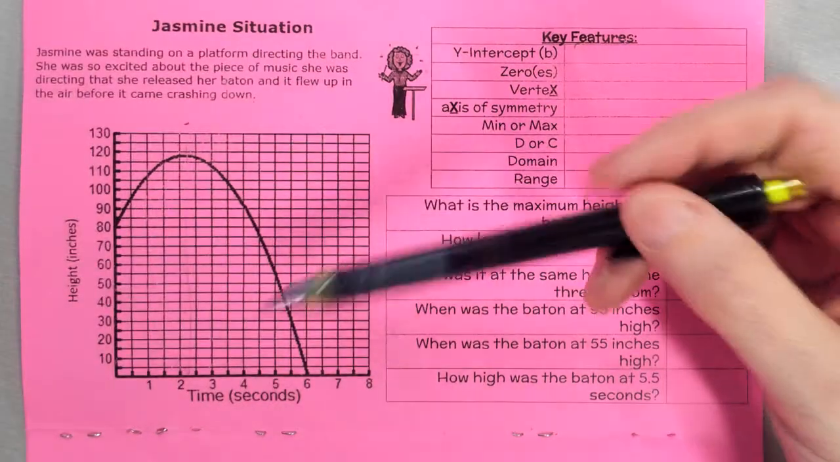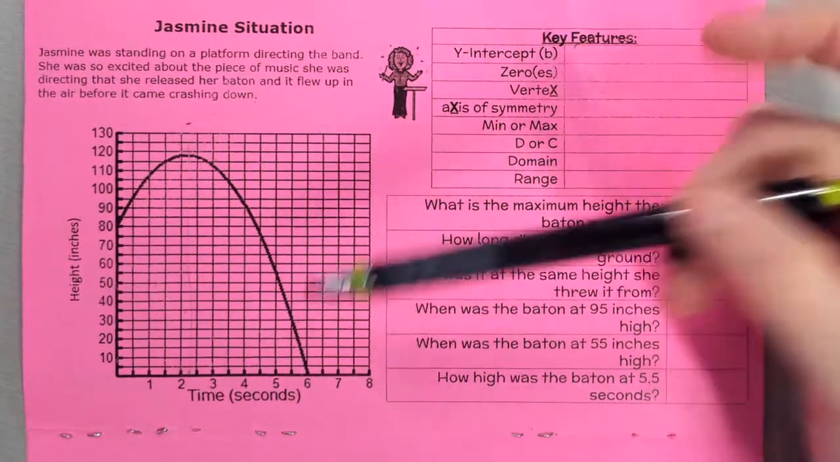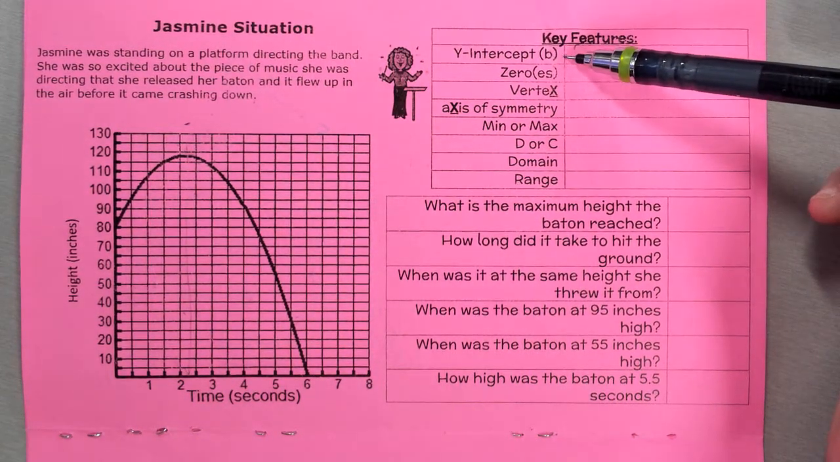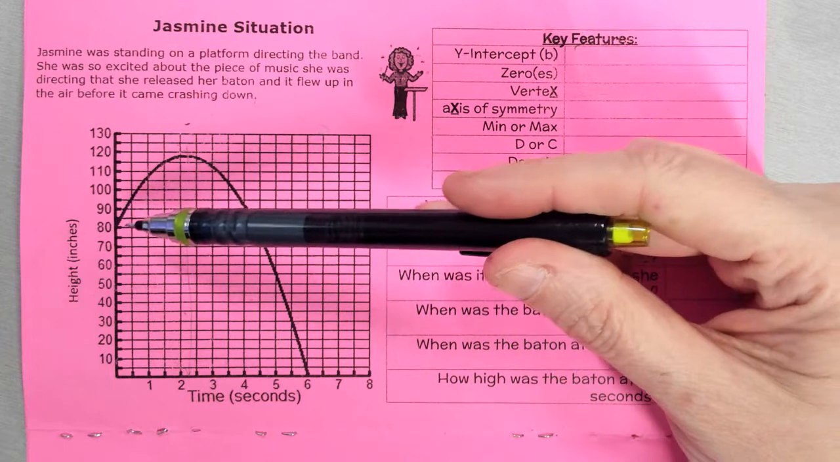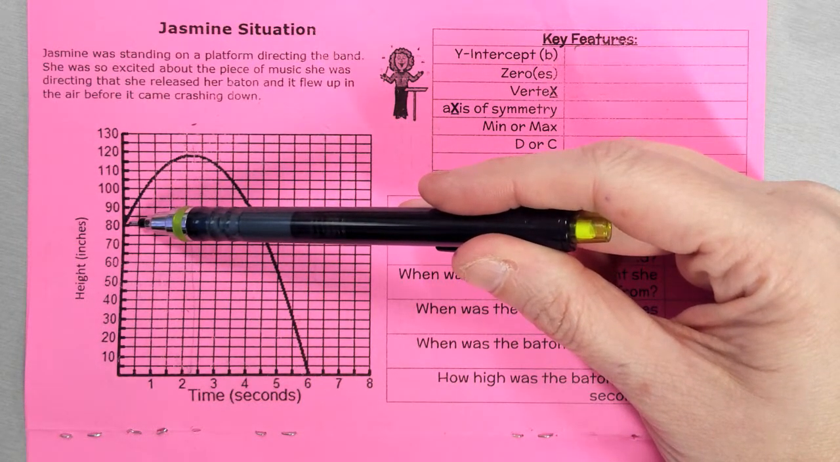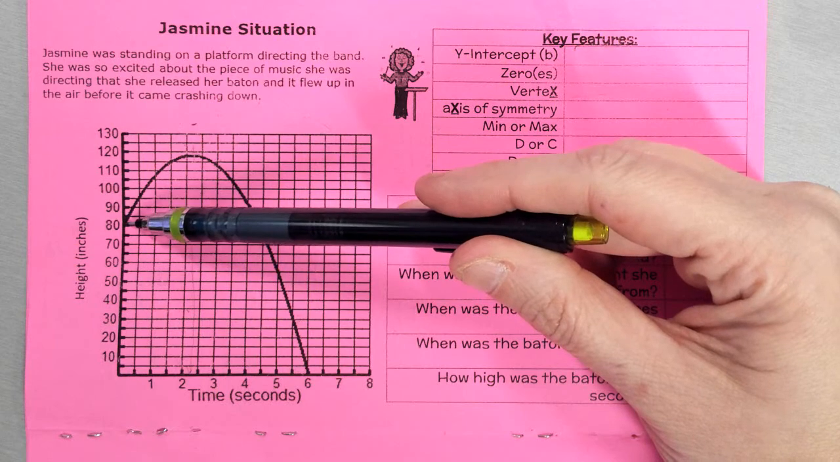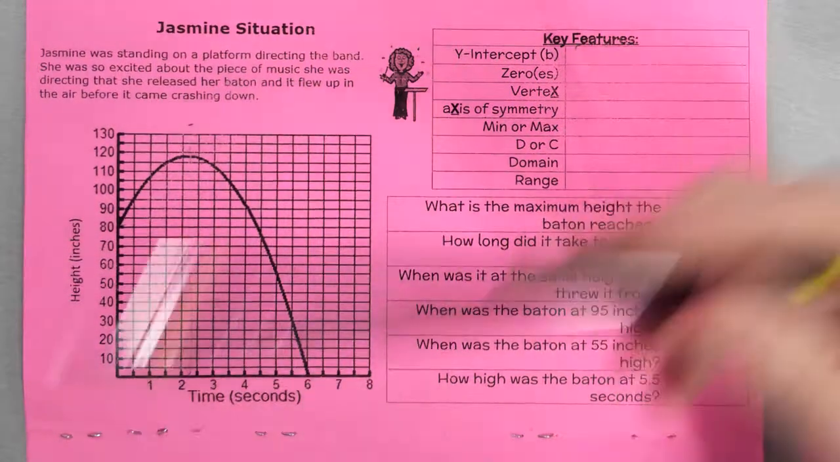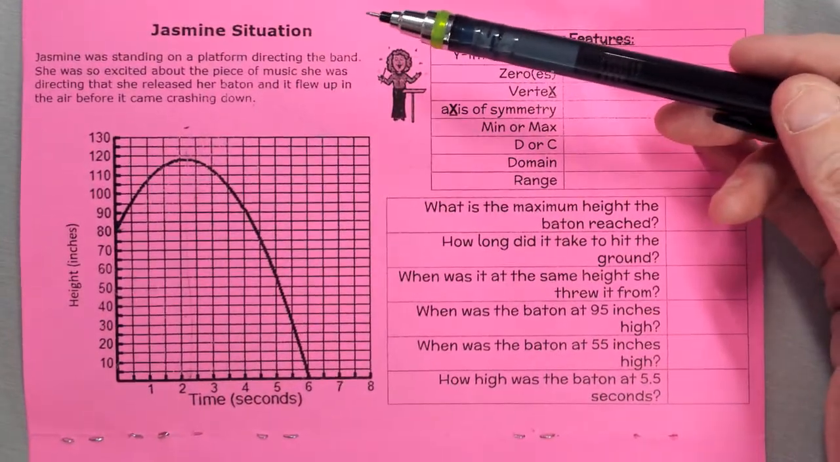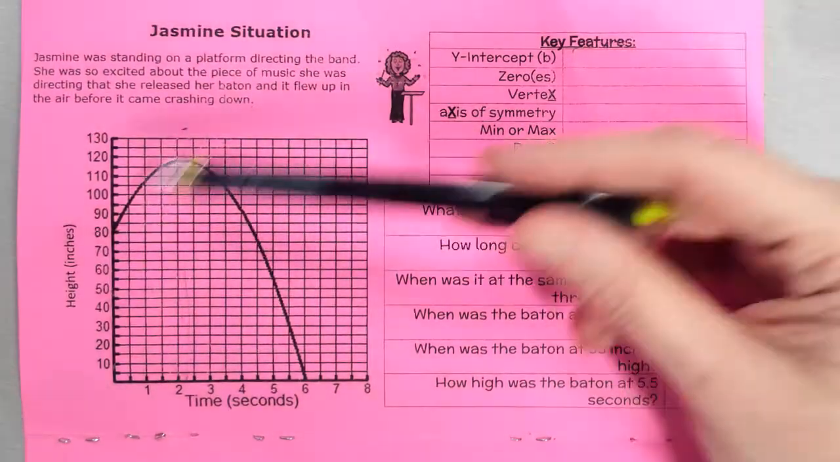Remember, when we've talked about stuff in the real world, I've always told you, when I say what's the y-intercept and what does it represent in the situation, I don't mean the y-intercept is (0, 80). I mean, what does that mean? It means the baton started 80 inches off the ground. So what does it mean? I'm asking you to describe what it means. If I say, what does it represent? I mean, what does it mean in this situation?